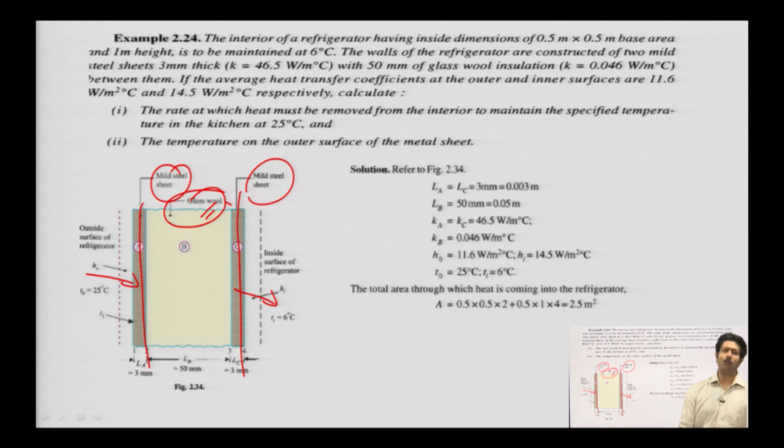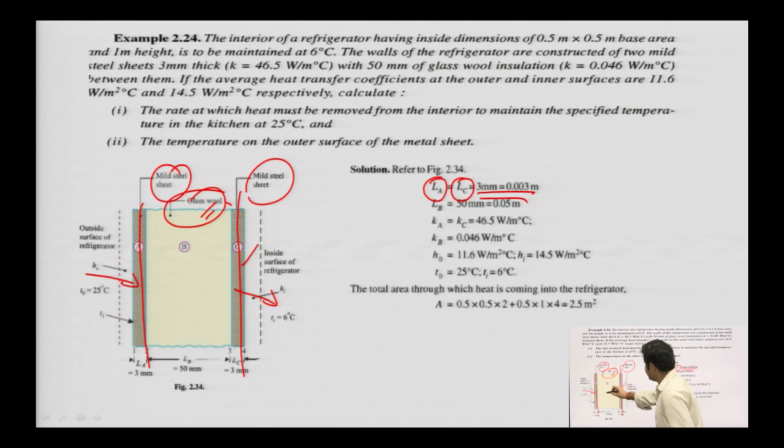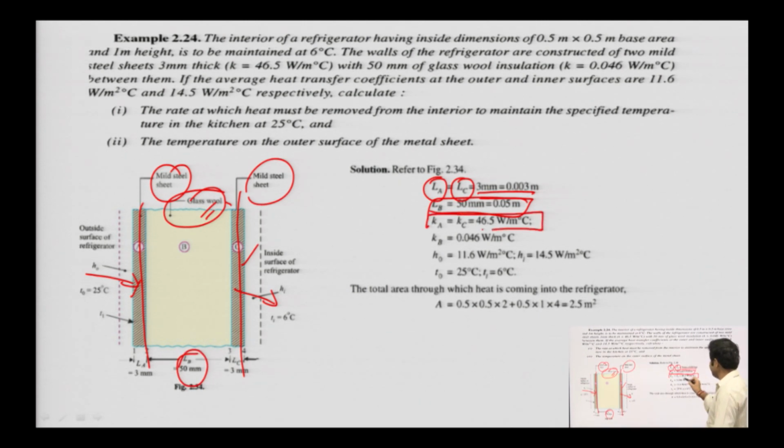Now, everything is given. LA is equal to LC. The thickness is given: this is C, this is A, 3 mm each. L of B, the thickness of the glass wool insulation, has also been provided. Ka is equal to Kc, since they are both mild steel sheets, so definitely the thermal conductivities remain the same. And Kb, the thermal conductivity of the glass wool, is also given.